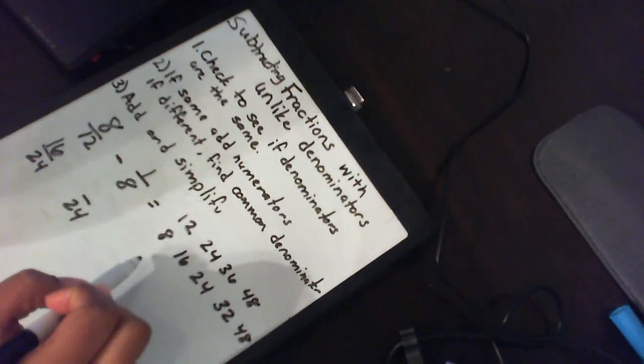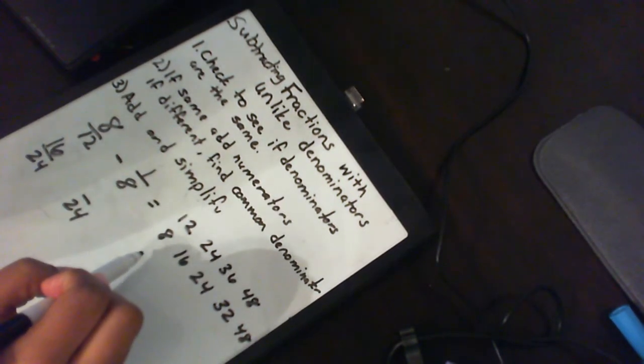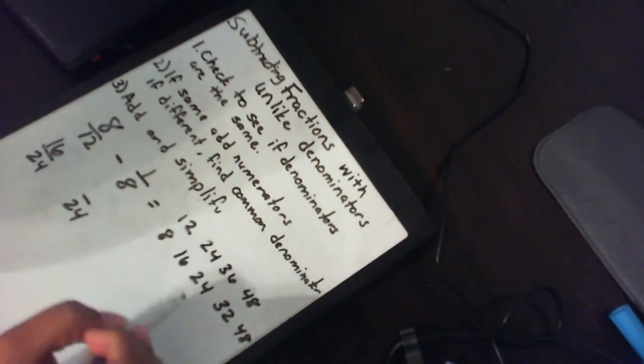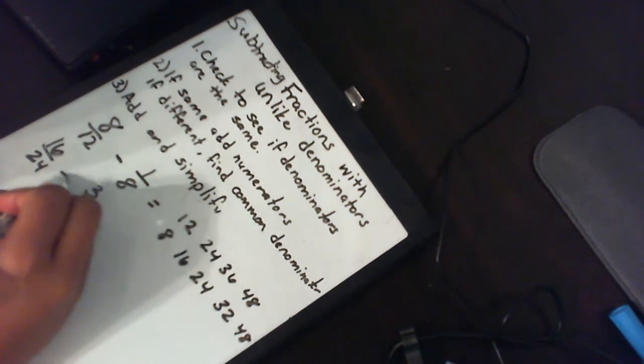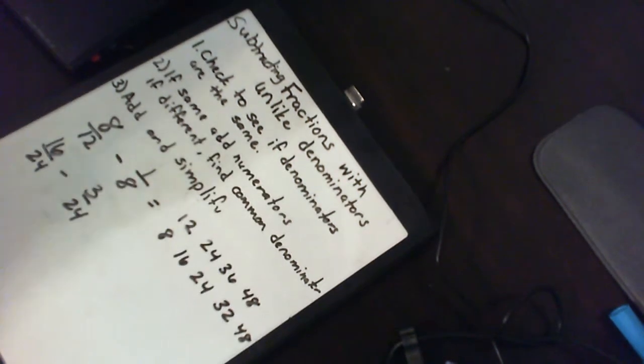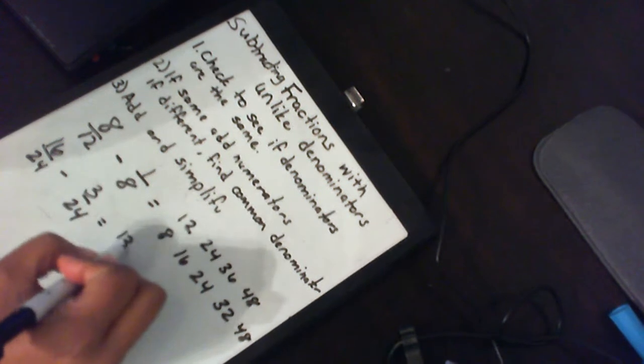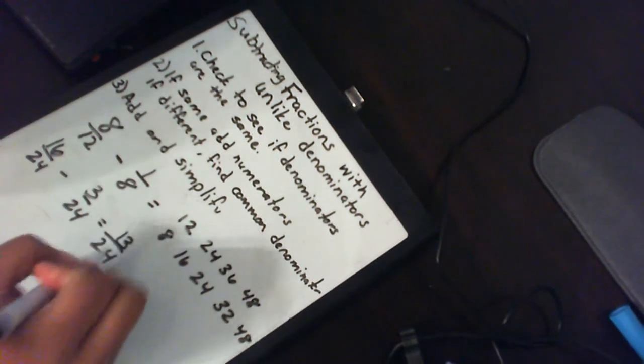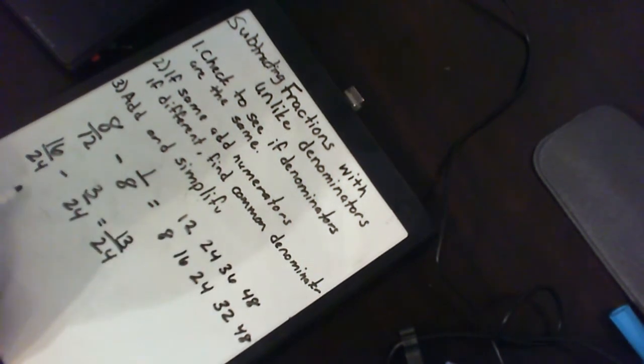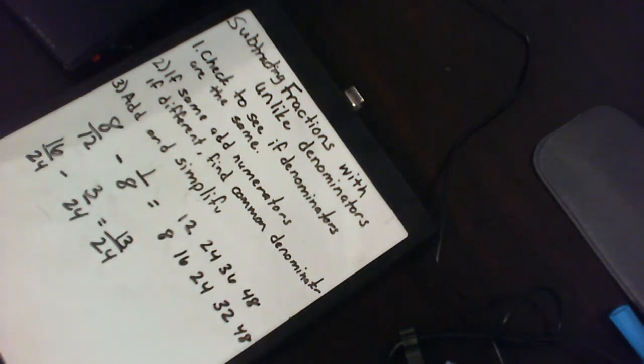We come to the bottom row. We're trying to get to 24, so that's 1, 2, 3. And so we get 3. So then now we're ready to subtract, and we get 13 over 24. Now remember, the bottom numbers, they just come along for the ride. They don't change. This is only true for addition and subtraction. Now when you get to the multiplication and division videos, it'll be a little bit different.